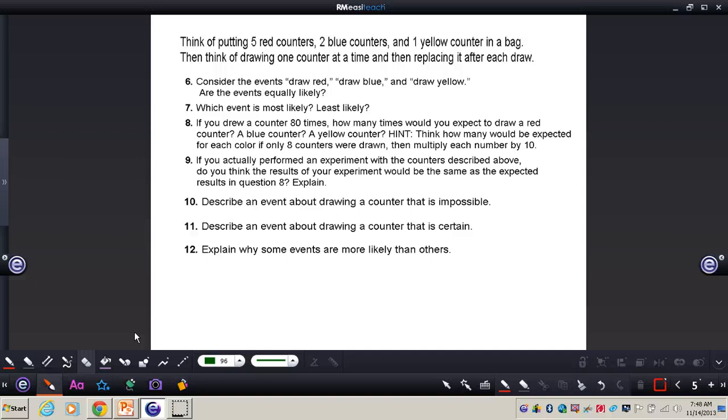Okay, expected results or predicting outcomes and experimental results often are different. Okay, so it would not necessarily match that exactly. It should be pretty close, but it will not match it exactly.